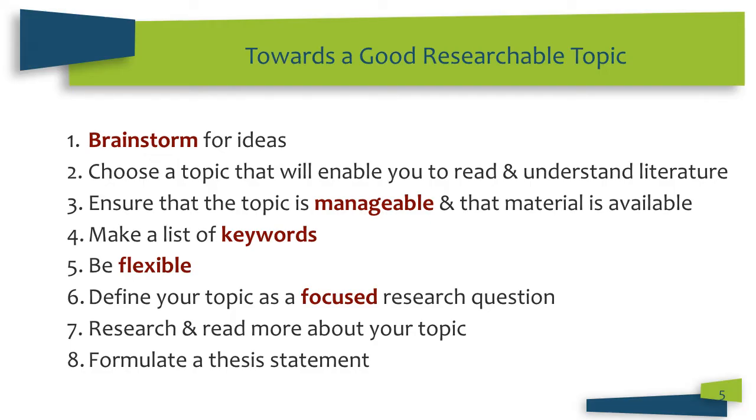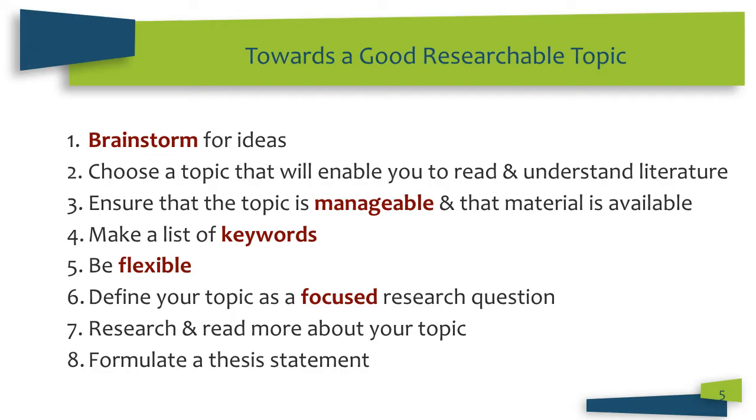All right, so when deciding on a topic, there are a few things that you need to do. And what are they? Number one is you must brainstorm for ideas. Think about them. Talk to your friends, maybe the TA, your instructor, or people who've done a thesis already. Talk to them about your need for a topic, or whatever topic you have in mind. The second is to choose a topic that will enable you to read and understand literature. There might be topics that do not have good literature available about them. So choose a topic that has good literature available about it.